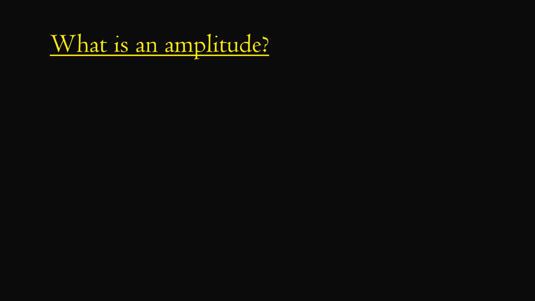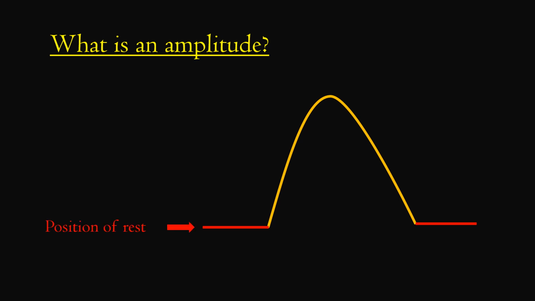Before we finish, I promised you that I will define what an amplitude is. Let's say we had a pulse like this within a certain medium. Within this medium, we first need to define what we call the position of rest. The position of rest is the position the medium would be if it were undisturbed. The position where there is no pulse. The position of rest can also be called the equilibrium.